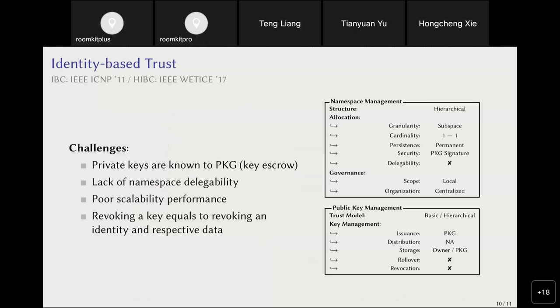The problem with both of these two implementations is that the private keys are known to the PKG, so you don't have the non-repudiation property that you would want to have. You have a lack of namespace delegability because only PKGs can generate private keys, and although alternatives were proposed, you have a scalability problem. And finally, the biggest one in my eyes is that you cannot revoke a key, because revoking a key means that you revoke a whole identity that cannot exist again. Or you need to change the parameters of the PKG altogether.